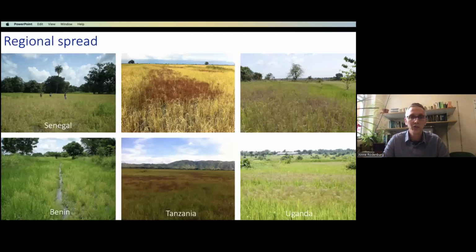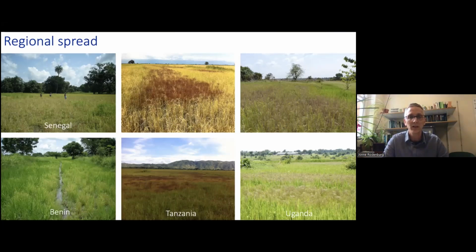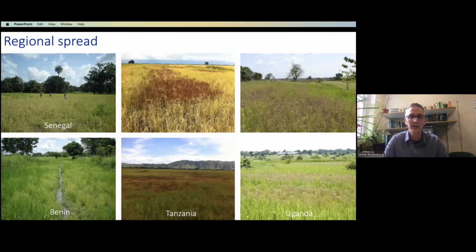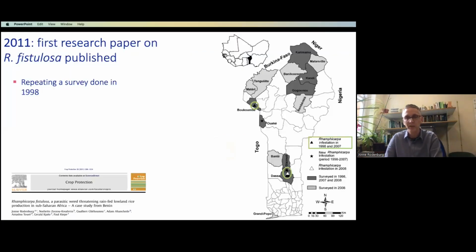These are just a few pictures of the different countries that I just mentioned, and these are all infested rice fields. Sometimes it gets a brownish, reddish color, as you can see specifically in the middle pictures. The left-hand side are the pictures from West Africa, and there it turns less reddish than in East Africa. That's just an observation that I've made.